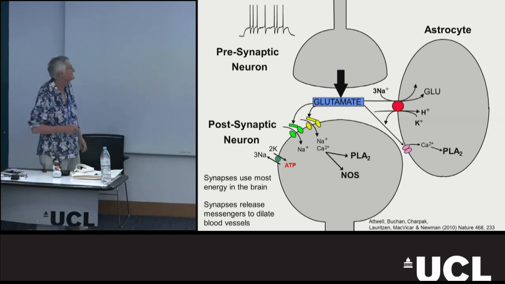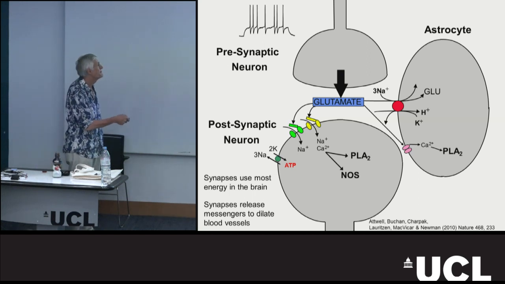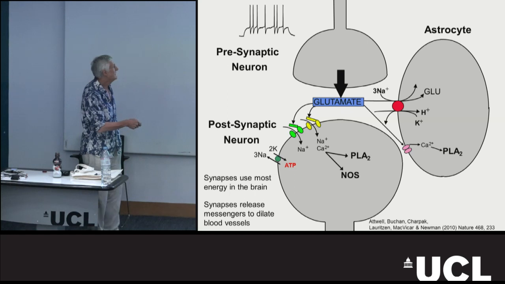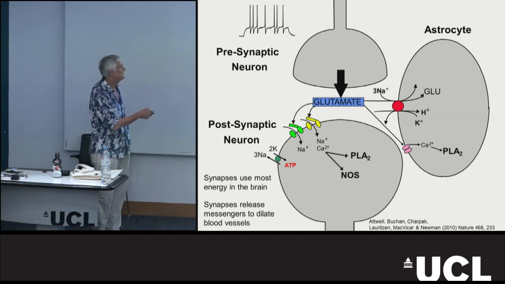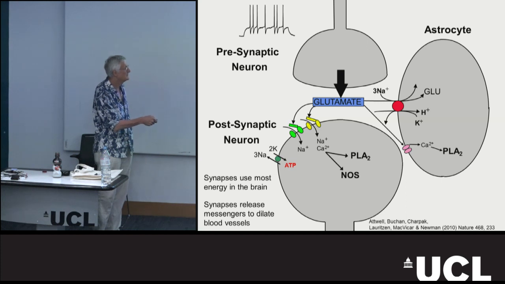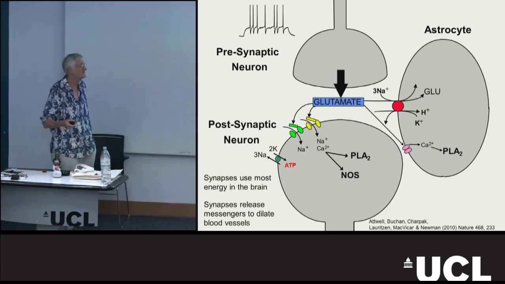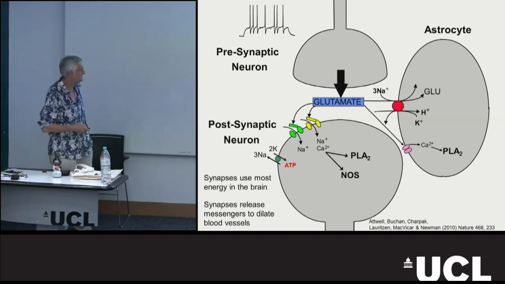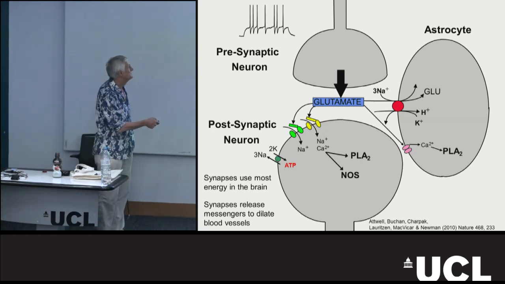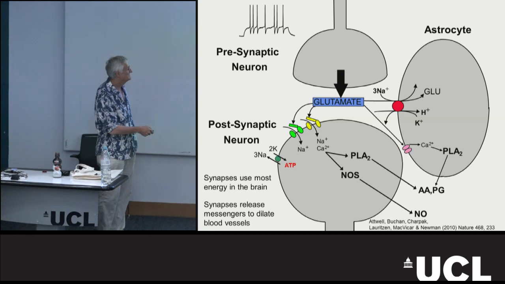And this happens as a result of calcium elevations, both in postsynaptic neurons. For example, NMDA receptors raise calcium, and that can activate enzymes like nitric oxide synthase and phospholipase A2 or D2. And in glial cells, it used to be thought the main raiser of calcium was metabotropic glutamate receptors. I'll show you in a second it's actually ATP receptors in this scenario. But both of these enzymes generate vasodilatory messengers.